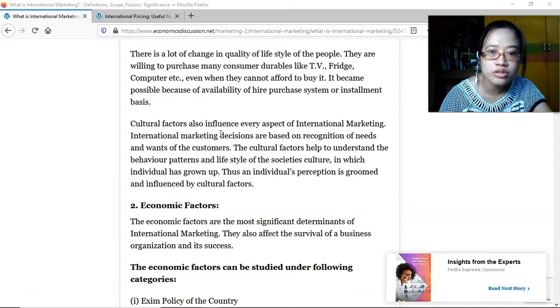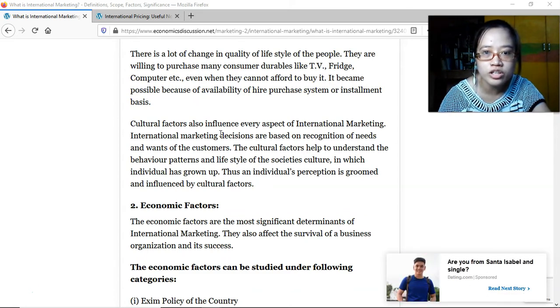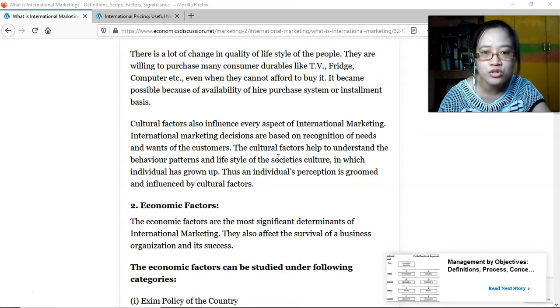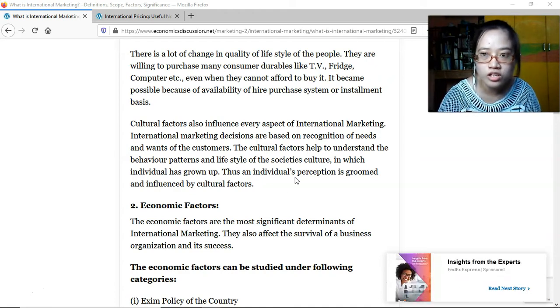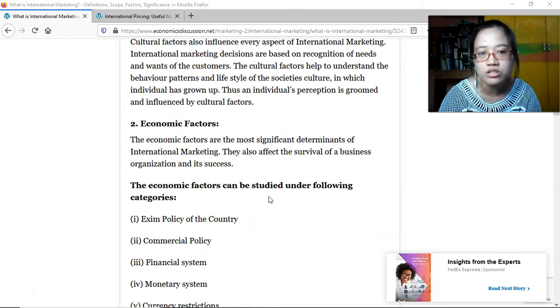Cultural factors also influence every aspect of international marketing. Decisions are based on recognition of the needs and wants of the customers. The cultural factors help to understand the behavior patterns and lifestyle of the society's culture in which the individual has grown up. Thus, an individual's perception is grounded and influenced by the cultural factors or the social factors.